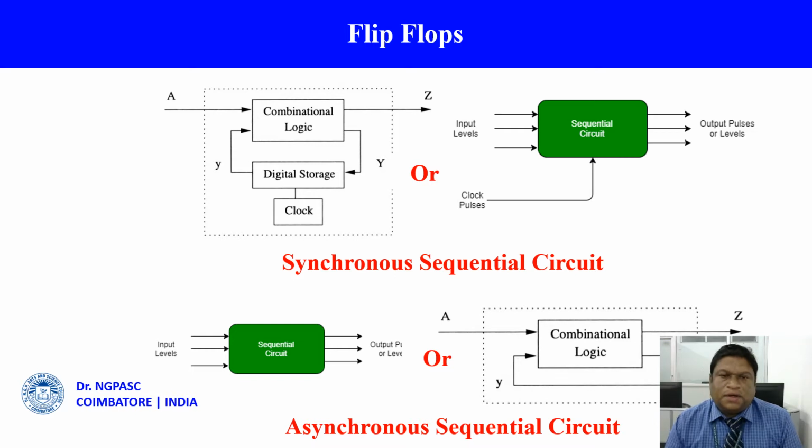Here you can see that in a synchronous sequential circuit, the combinational logic is there with the data storage along with the clock pulses. So it is synchronous with the clock pulse. Whenever the clock pulse changes, the output changes accordingly. Whereas an asynchronous circuit does not require any clock input and works independently, but it has a feedback circuit, which means it takes some of the output as a secondary input.